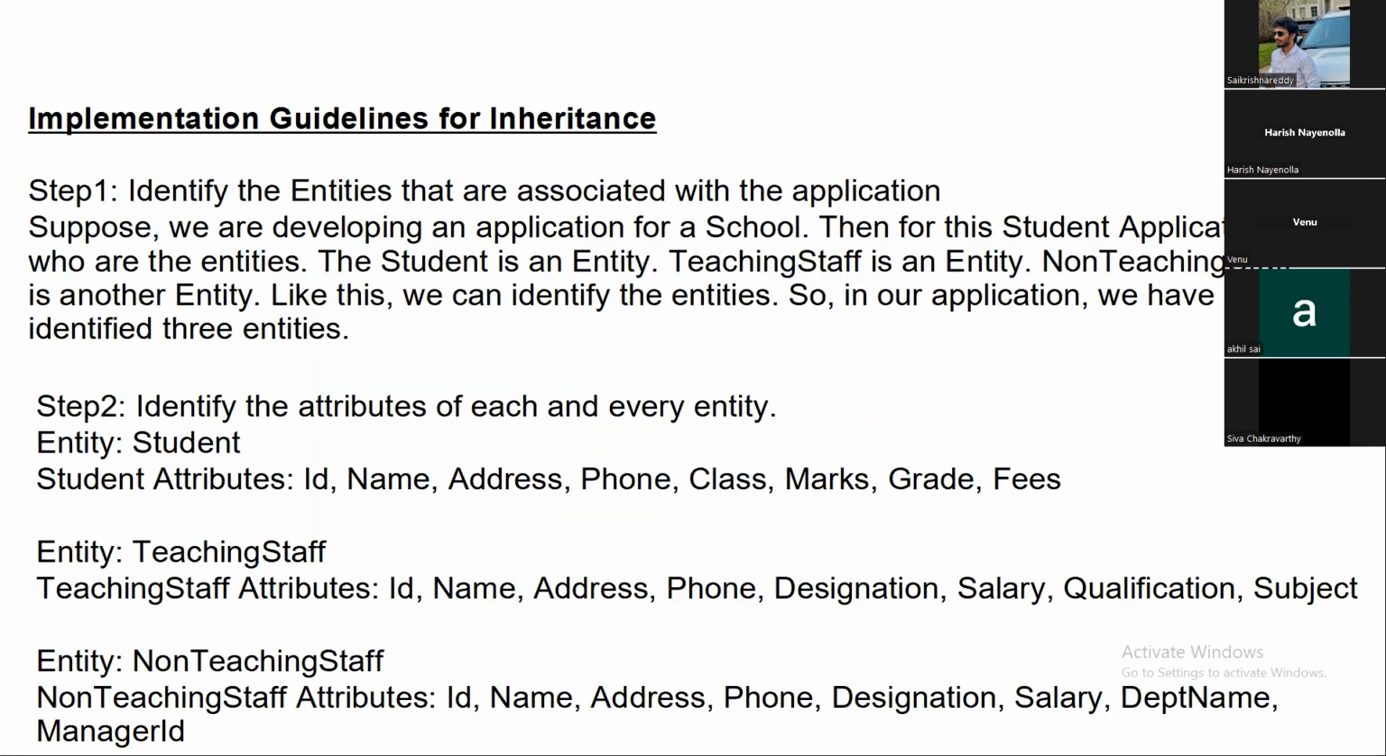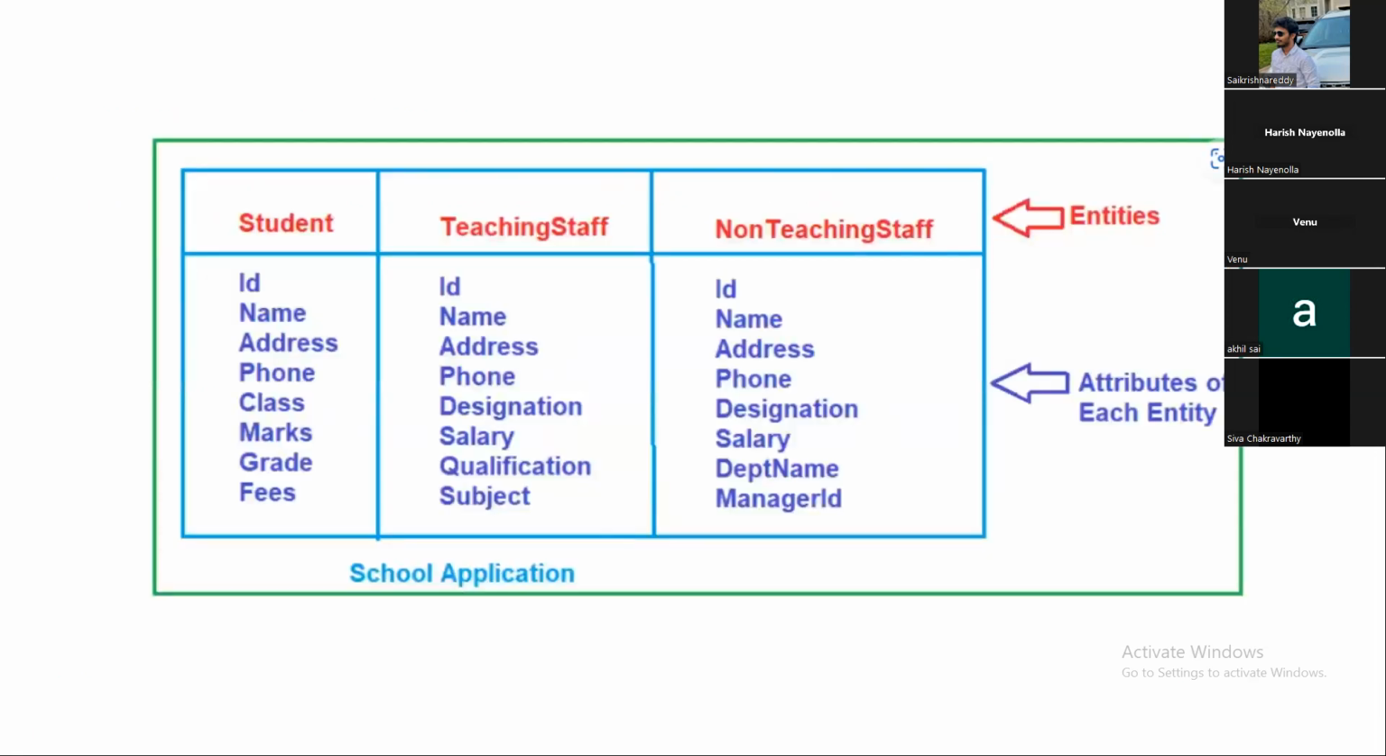So basically, in a real-time scenario, if you want to apply inheritance, how do you do it? I'll try to explain here. Suppose you are trying to build a school application, and you have three different entities. So basically, three different classes you're trying to create here.